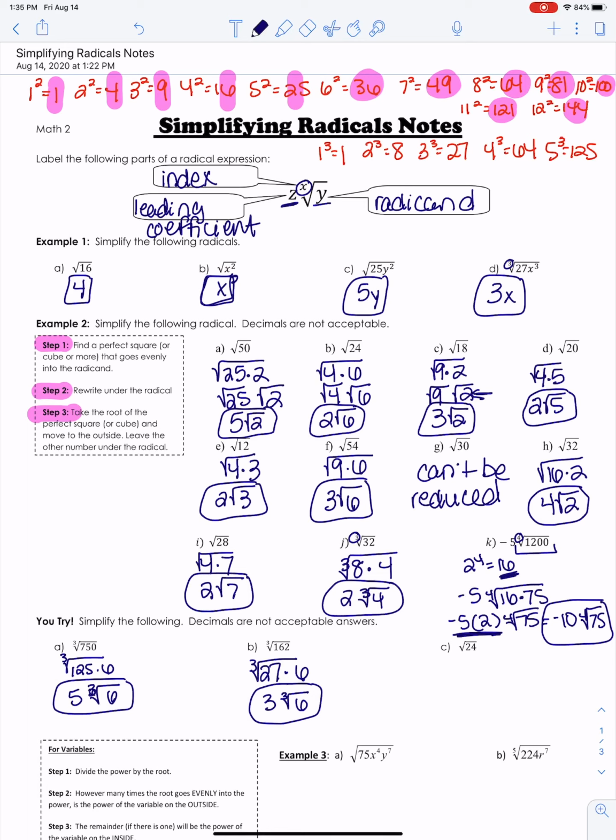And then for C, 24, now it's back to a square root. Make sure you're paying attention to your index. So 4 times 6 will give us that. The square root of 4 is 2, and 6 is going to stay in the radical.